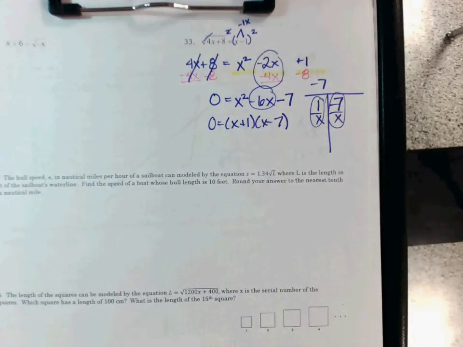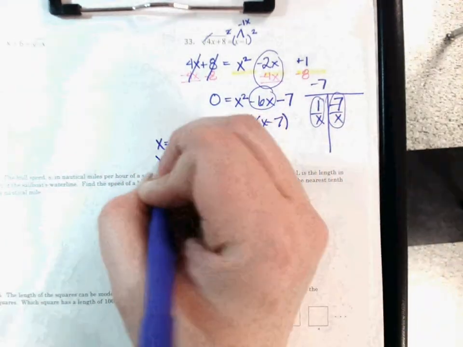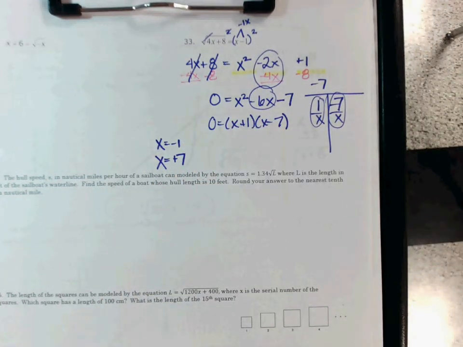And then if 1 is a plus and 1 is a minus, remember for your answer, they both switch signs. So my first answer will be negative 1. My second answer will be positive 7. And then since they're square roots, you should check both, because they can both come out to be extraneous.